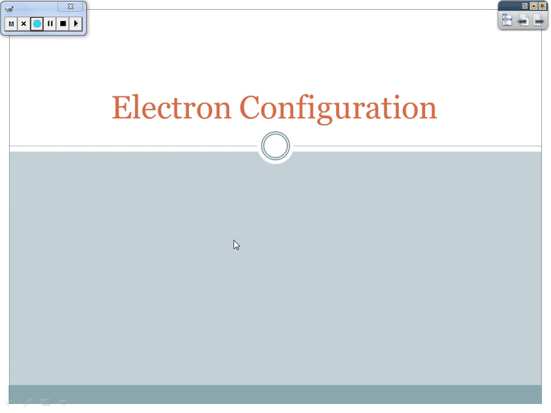Alrighty guys, so tonight we're going to be talking about electron configuration. What that is going to be doing is building off of what we talked about yesterday about electron orbitals and atomic orbitals, and going a little bit into more detail into how these orbitals are filled.